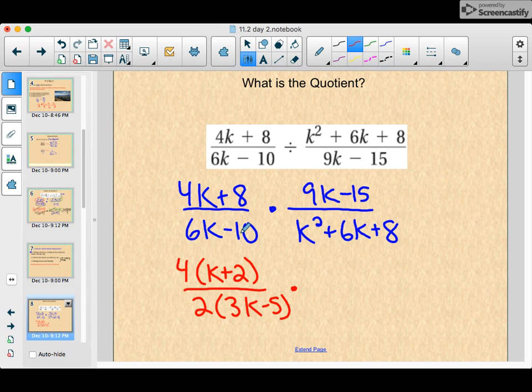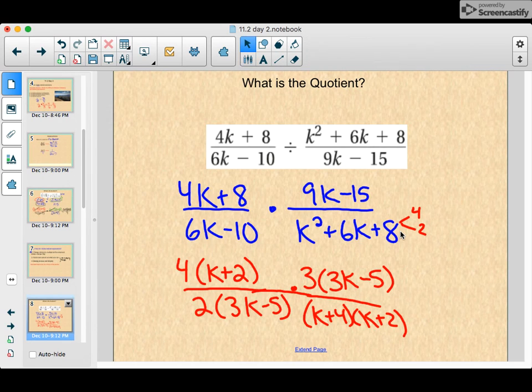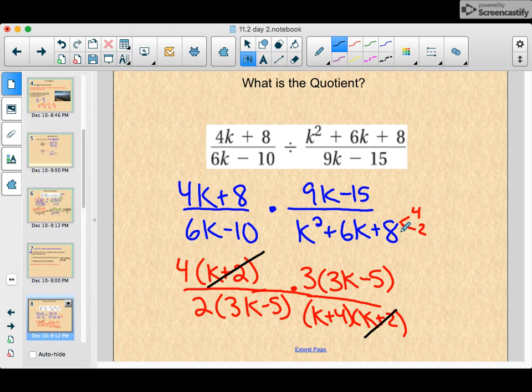And then I'm going to go over here, 9k minus 15, I can take out a 3, and I'm left with 3k minus 5. And then on the bottom here, I have 3 terms. It is a shortcut one. What multiplies to 8 and adds to 6? 4 and 2. So k plus 4, k plus 2. And now it's a multiplying problem, so they're all just going to go next to each other basically. And now I can cancel things out. I can cancel out the k plus 2. I can cancel out the 3k minus 5.